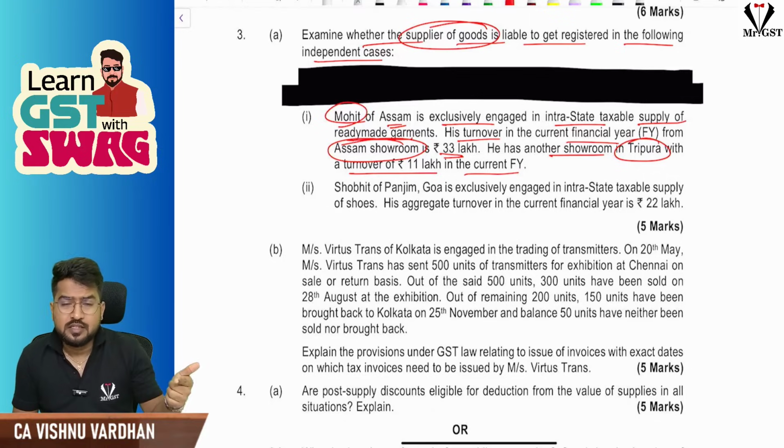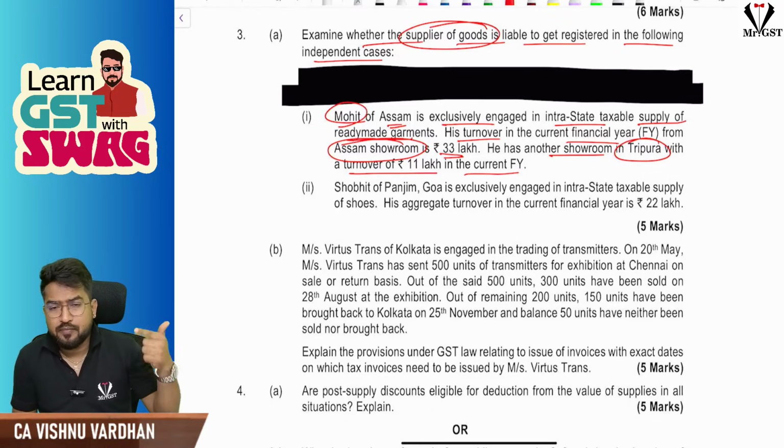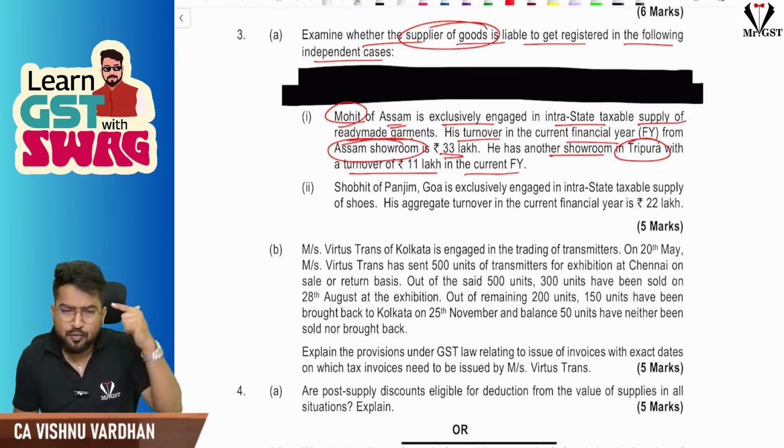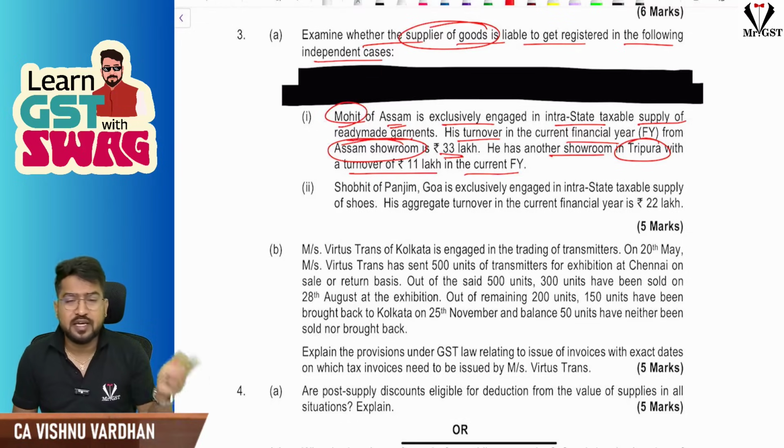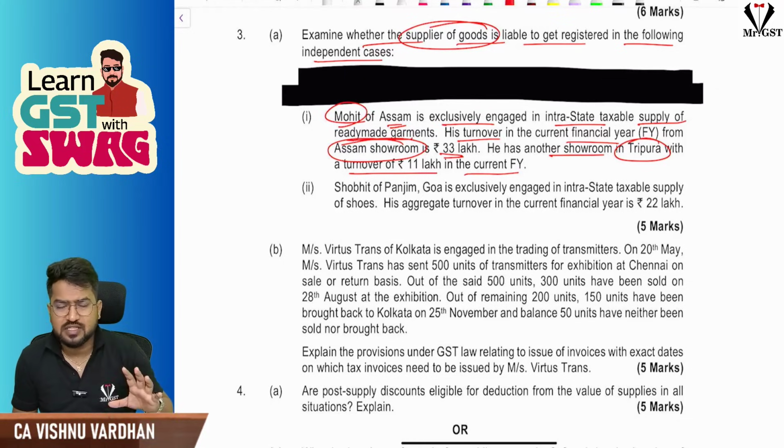And the 6 states we have discussed, if you remember: Arunachal Pradesh, Sikkim, Telangana, Uttarakhand, Meghalaya, and Puducherry. Whatever you do, there it is 20 lakhs. The remaining rest of India, if exclusively goods, means 40 lakhs. Services or goods and services, 20 lakhs. We have discussed that. So that way you write that and mention the limits.